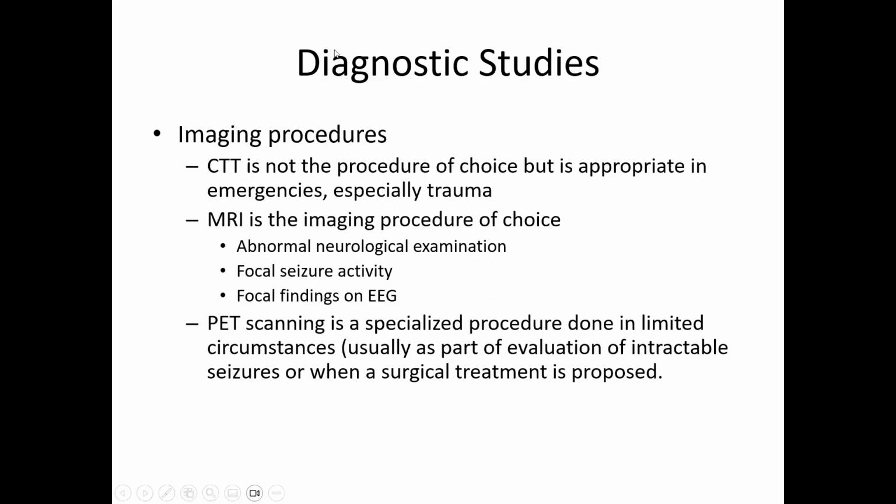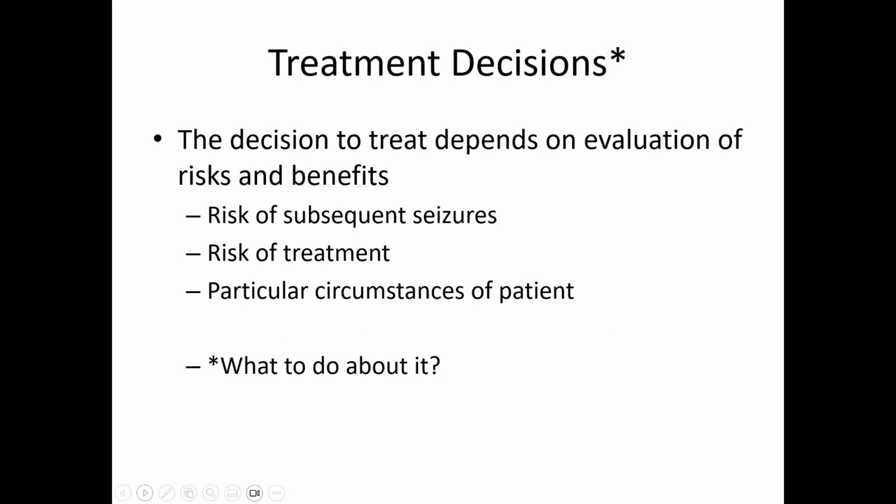Then there are certain imaging studies. That is when you're suspecting some sort of intracranial lesion. Then we can do imaging: CT scan, MRI, and PET scan. MRI is better than CT, as it is generally better for soft tissue. PET scan can also be done. PET scan is especially important if you're planning for epileptic surgery, to find the exact focus. Then treatment decision.